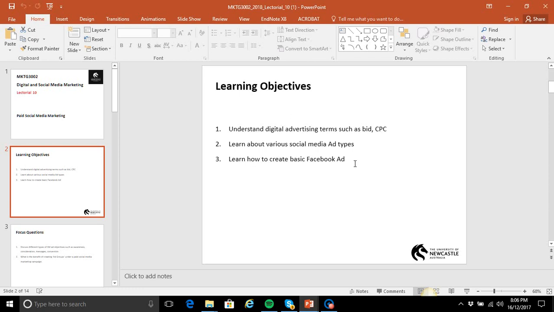And learning objective 3 will actually be creating basic Facebook ads, so learning how they work, what are the key components, and what we can do as marketers to make those the best performing as possible.